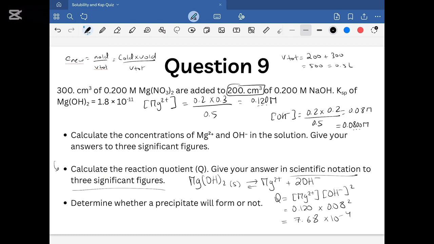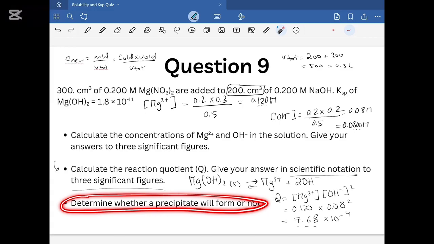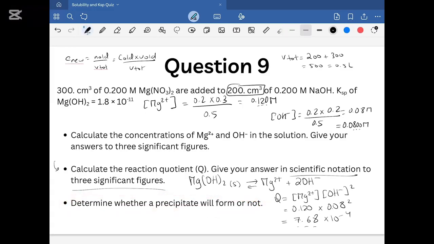So I have three significant figures, and this is the value for Q. Now for the final part, they said determine whether a precipitate will form or not. So I have to compare the Q value that I got over here with the Ksp that's given, which is 1.8 times 10 to the power minus 11. As you can see, Q is much larger than the Ksp, so Q is greater than Ksp, so a precipitate will form.